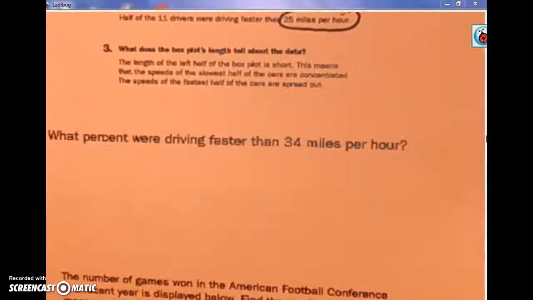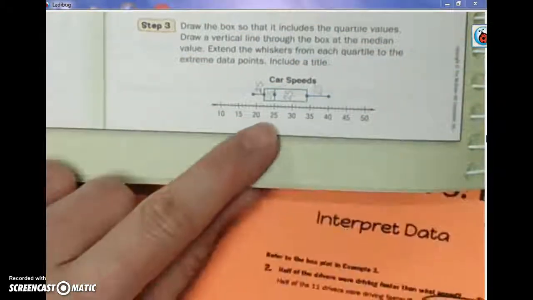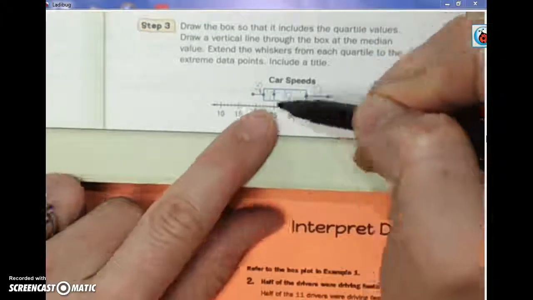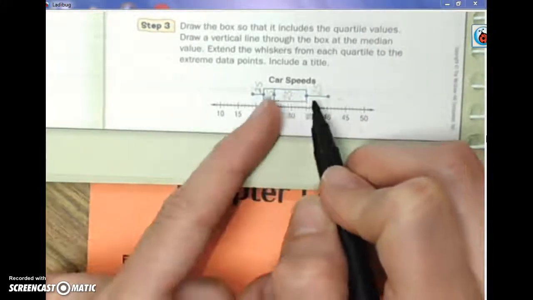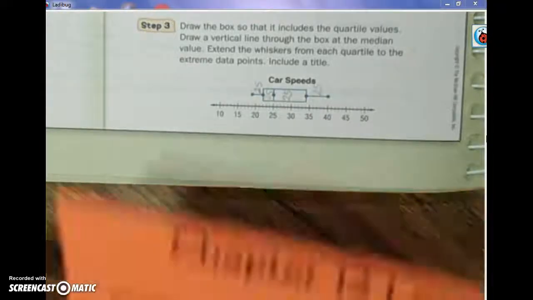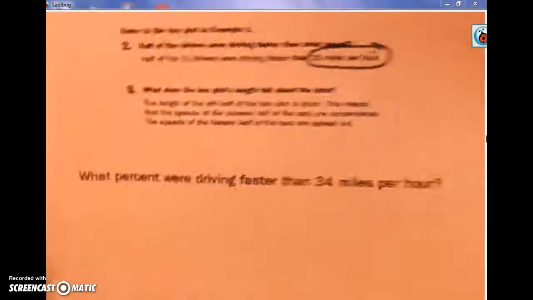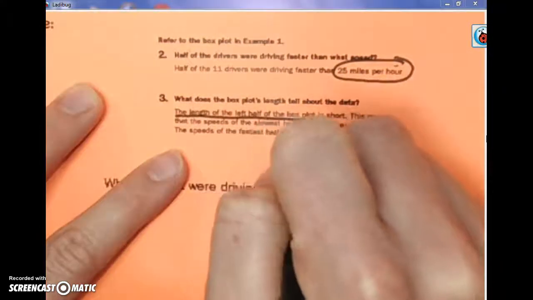What does the box plot's length tell about the data? So if we look at this box plot, we can see from here to here, that's a shorter distance from these sides. So the length of the left half of the box is short. So when you're talking about things, tell me which side of the box is short.